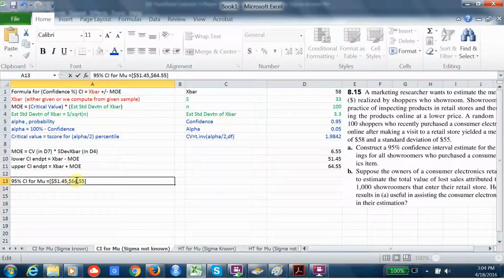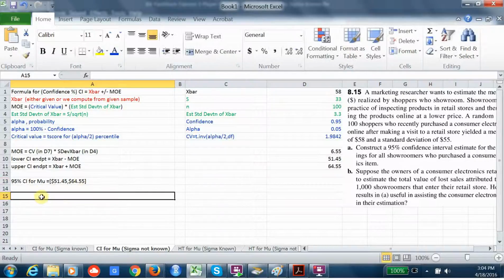$5,140 and $6,455. Okay, so I'm going to multiply these by 1,000 because this is where we believe the average amount per customer is. So I multiply that by 1,000, and that tells me that the amount they're going to lose, since this is the amount the customer is saving, it's the amount the retailer loses, is between this and this. So to answer part B, we're going to multiply this by 1,000 because this is the amount per customer. So for 1,000 customers, this will be 5,144 to 6,455. So this is the amount of money.